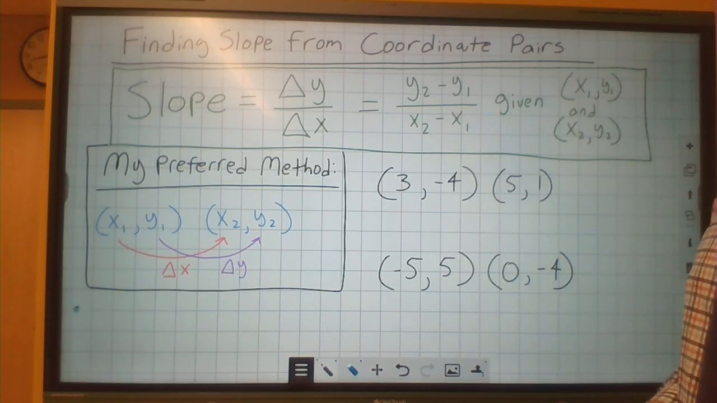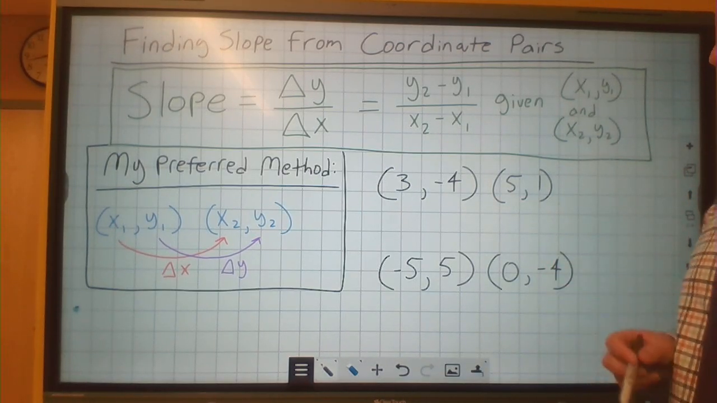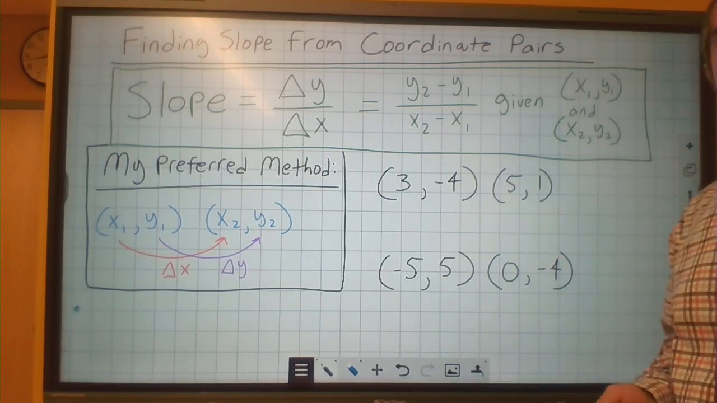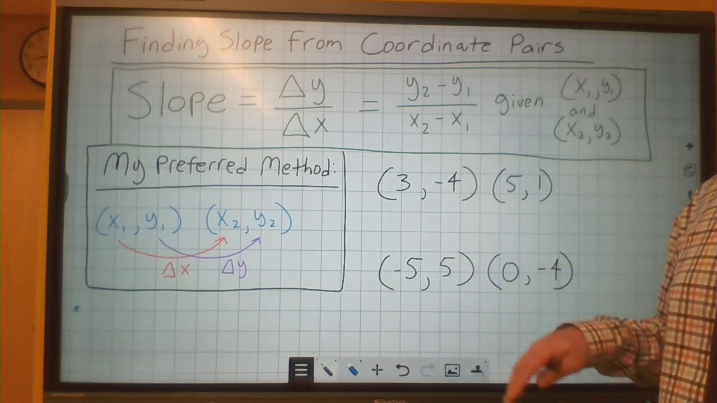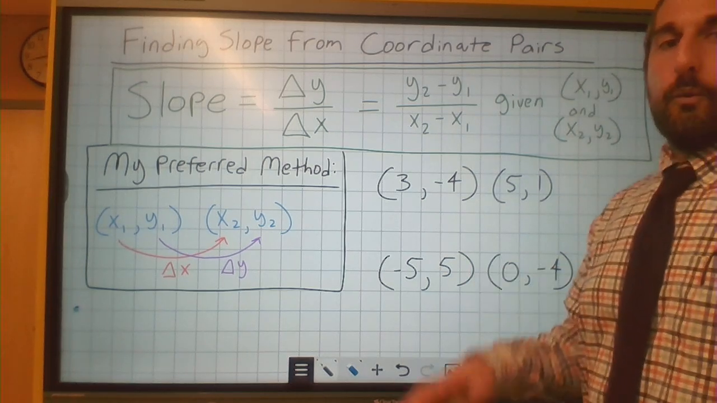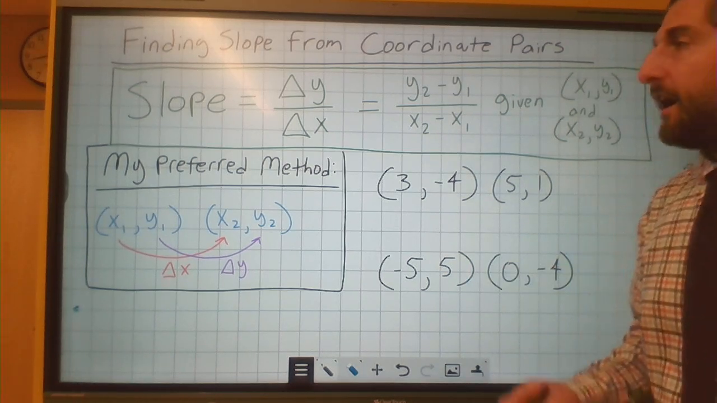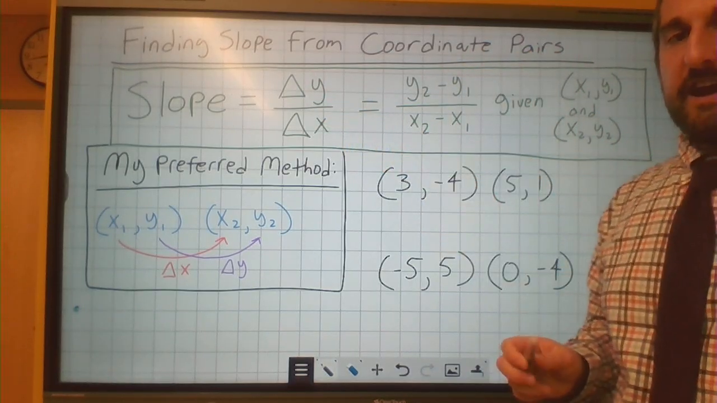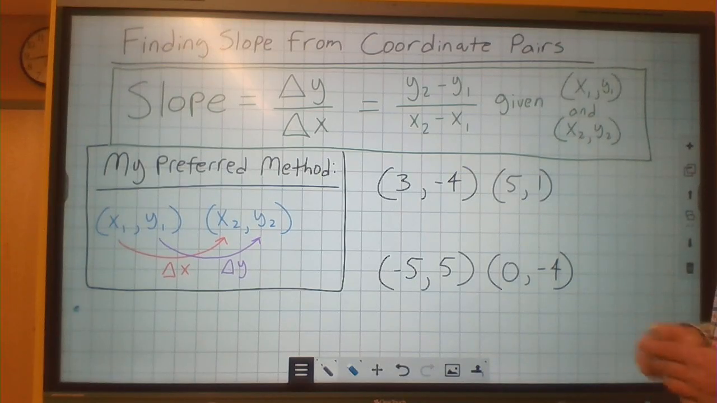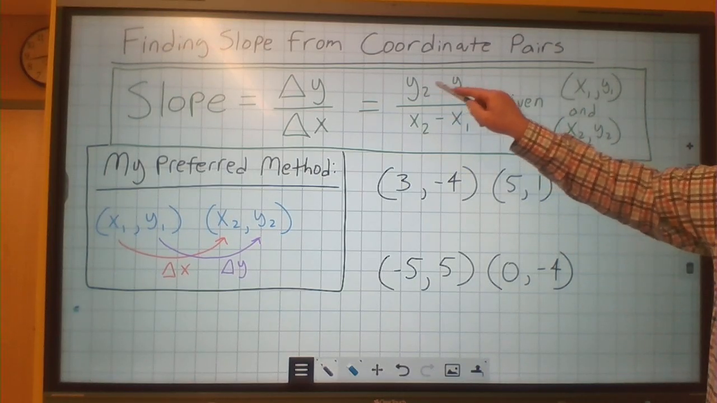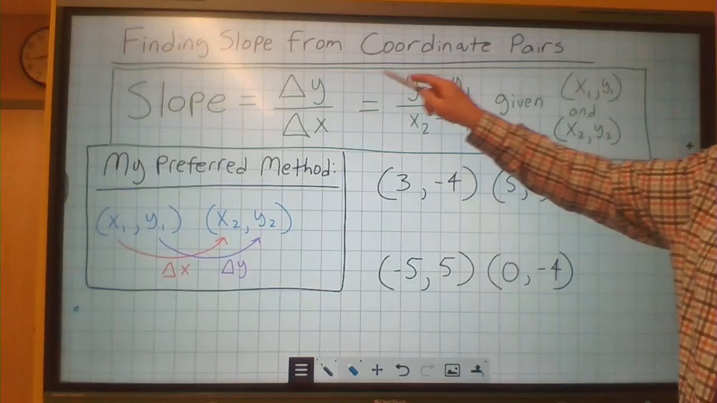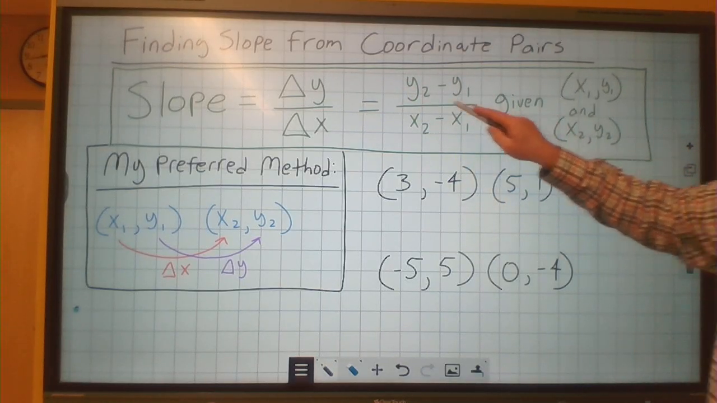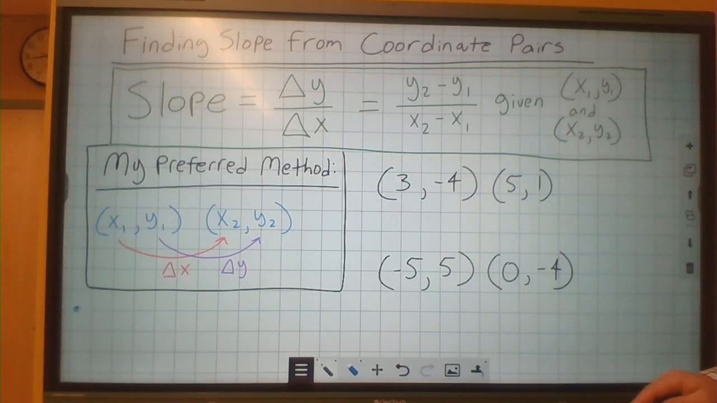Now, you may not be given a graph to look at. You may just be given coordinate pairs. In that case, you're just doing simple math between the x values of the two pairs and the y values of the two pairs. Our general formula is still the change in y over the change in x, but if you want, you can break it down into the second y value minus the first y value to get the change in y, and the second x value minus the first x value to get the change in x.